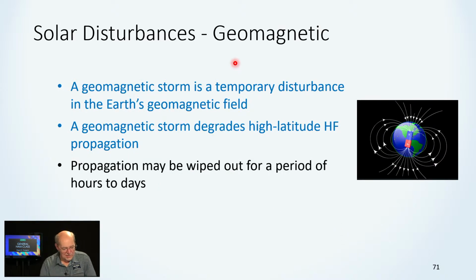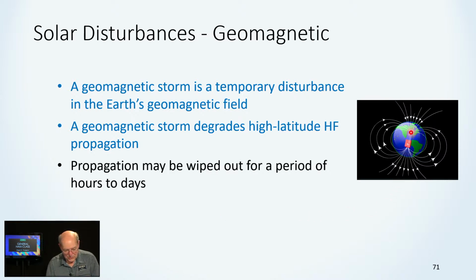Geomagnetic disturbances. A geomagnetic storm is a temporary disturbance in the Earth's geomagnetic field. Because it's from particles, it can last anywhere from hours to days. And it degrades high latitude HF propagation. Propagation may be wiped out for a period of hours to days.